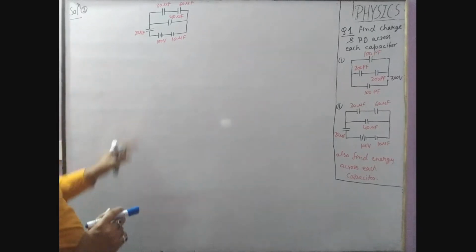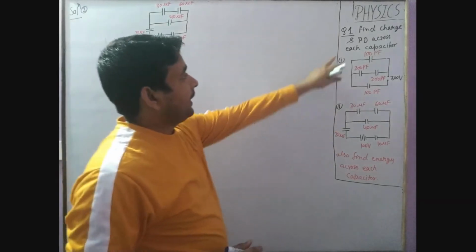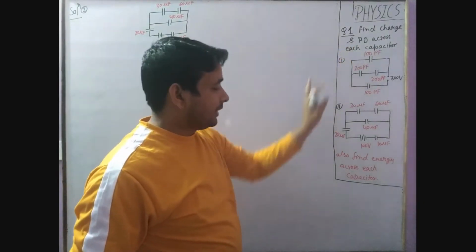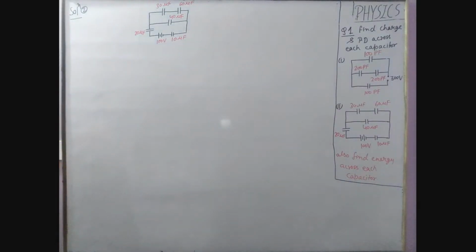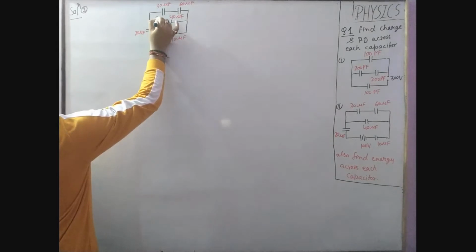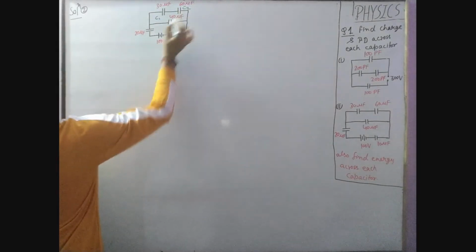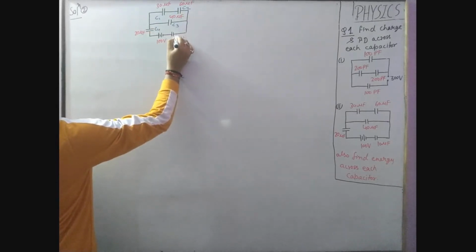Now students, second numerical is, here we have to calculate the charge and potential difference as well as the energy across each capacitor. Okay. Now first we name the capacitors. Here this is C1, this is C2, this is C3, this one is C4, this is C5.